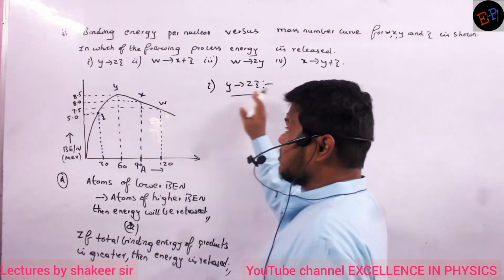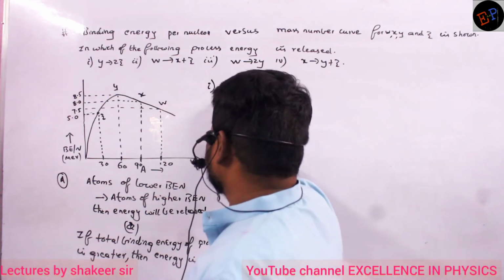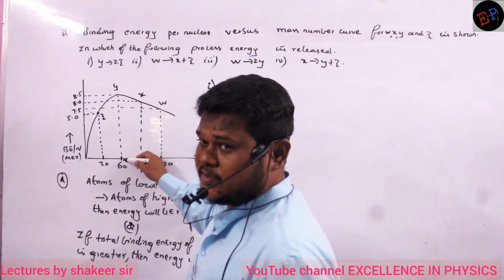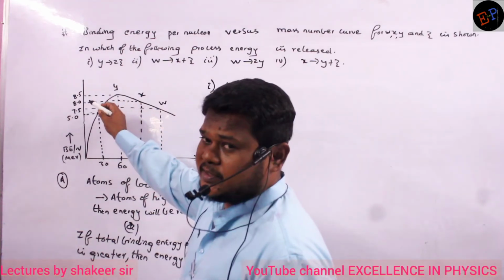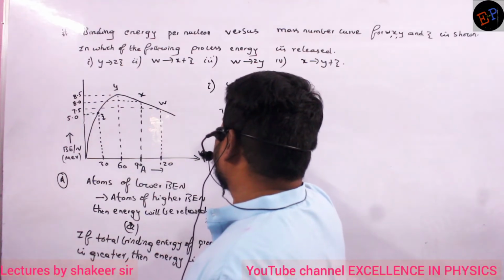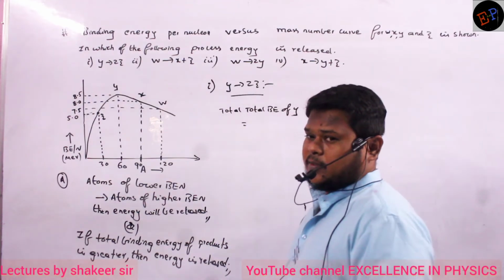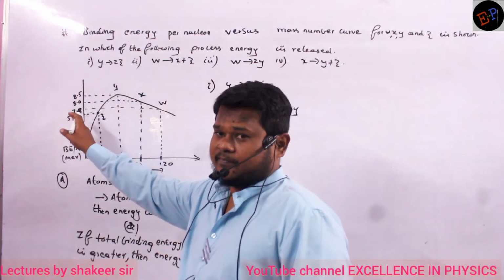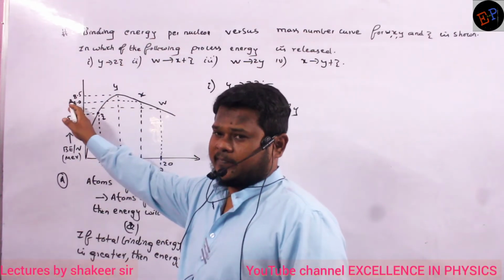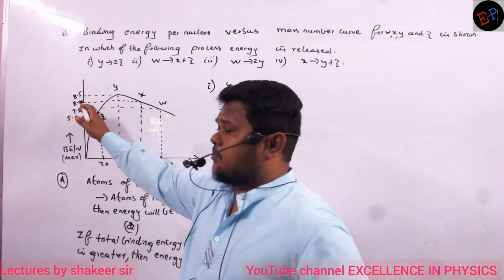So I will do this calculation, and the remaining 3 calculations you are supposed to do. Now see, listen very carefully. Y converts to 2Z. Now see where Y is present, this is Y, whose mass number is 60. And what is its binding energy? 8.5. Therefore, what is the total binding energy of Y? BEN of Y is 8.5. What is the binding energy per nucleon of Y? 8.5. Then what is the total binding energy? That's all, 60 into 8.5.